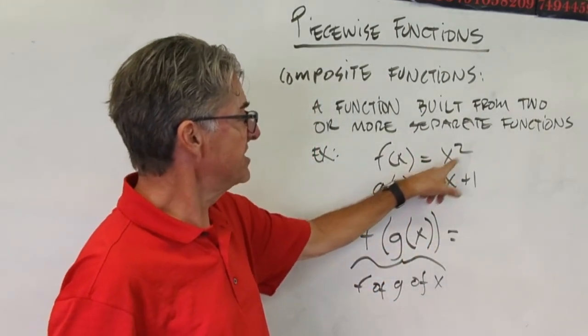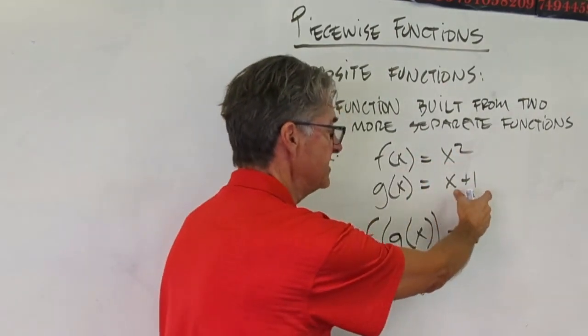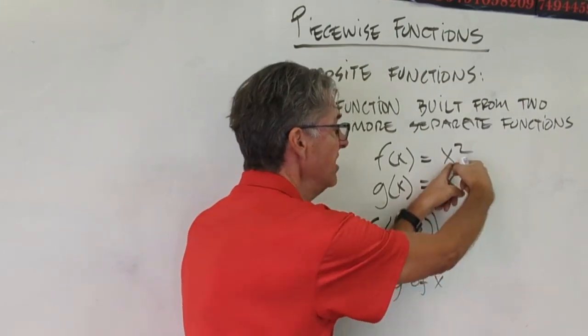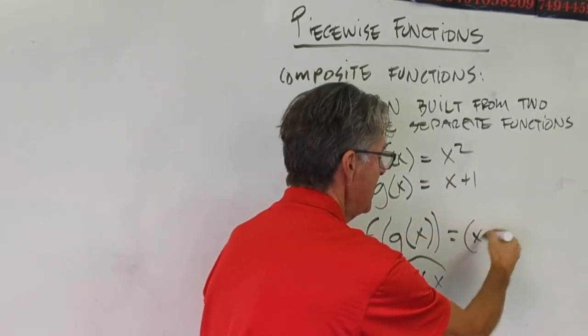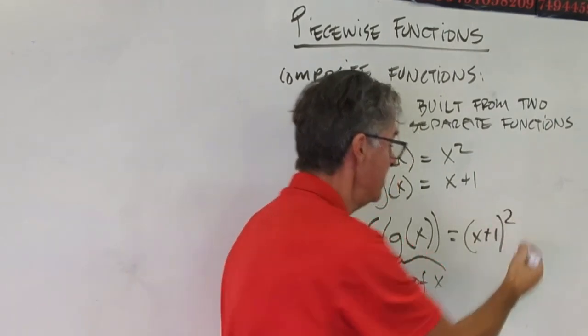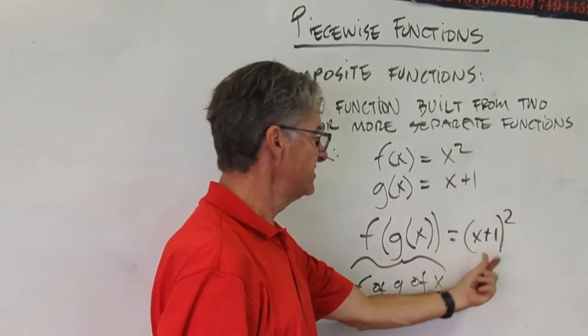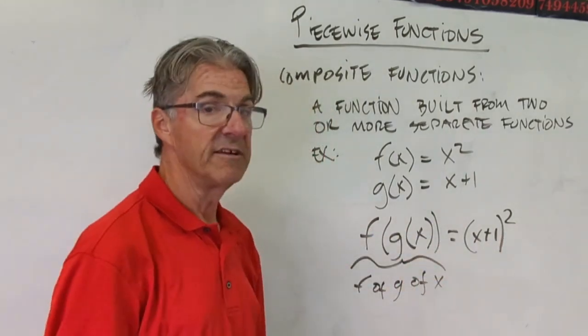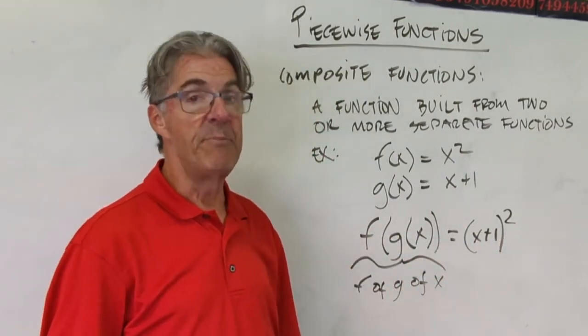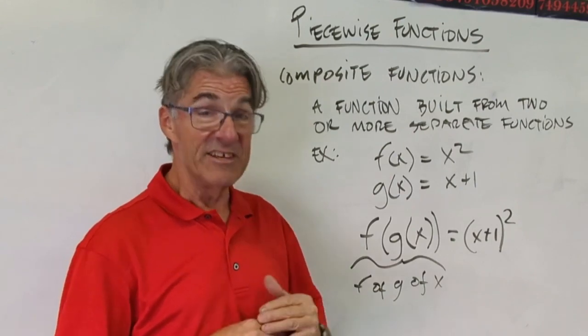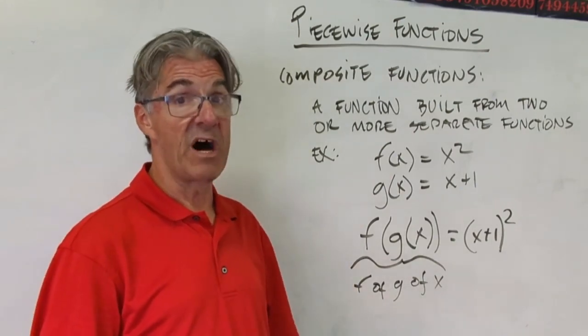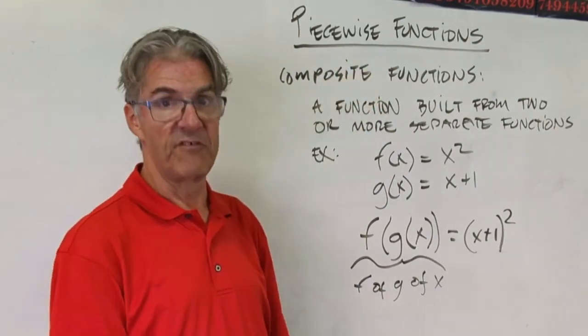So f of x is x squared. If g of x is x plus 1, then we take this and we plug it right in, and we would get x plus 1 squared. So there's g of x inside for x in f of x. So we have x plus 1, and then we square it. So that's one way to build a composite function. This lesson is on a different type of composite function, piecewise functions.